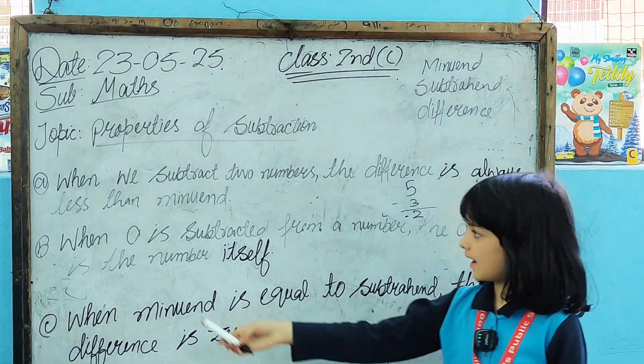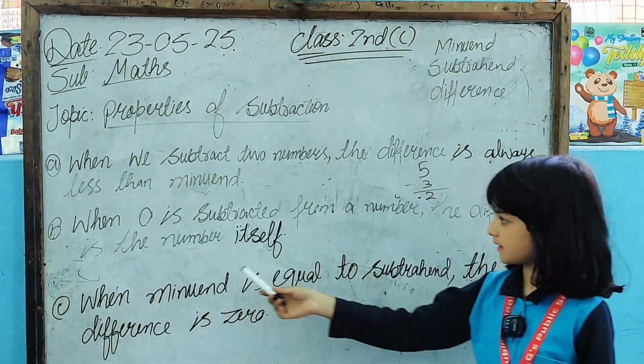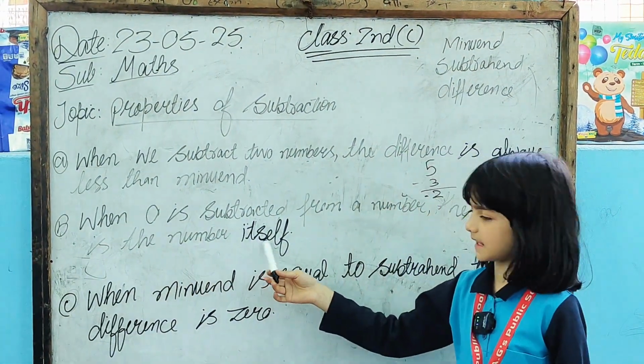Number 2. When 0 is subtracted from a number, the difference is the number itself.